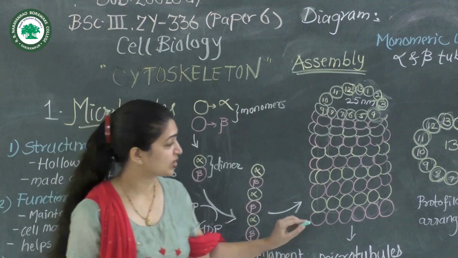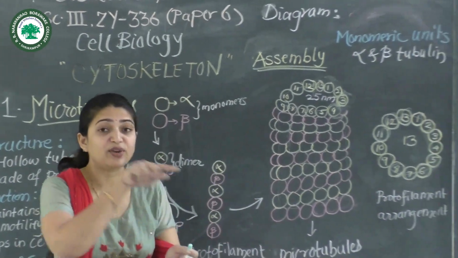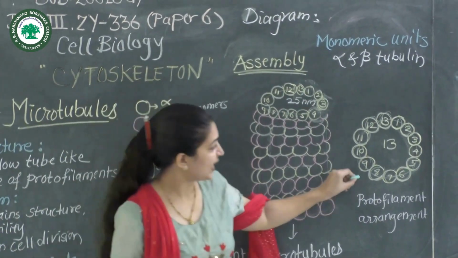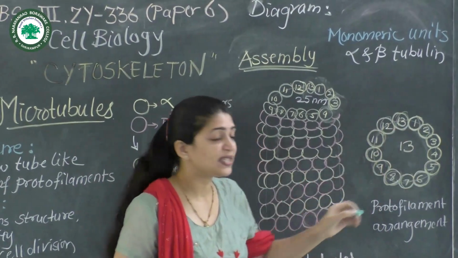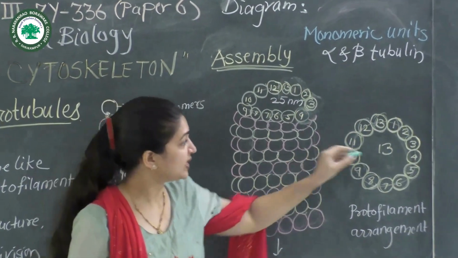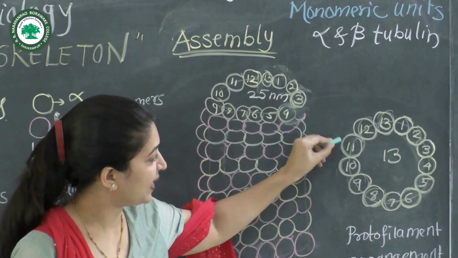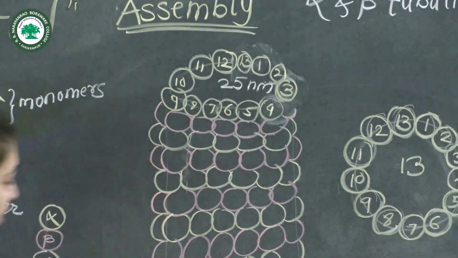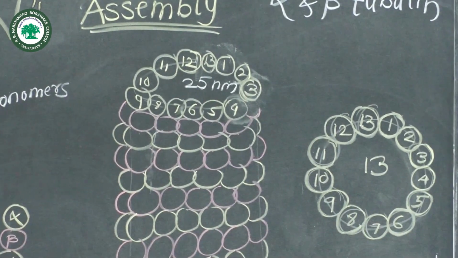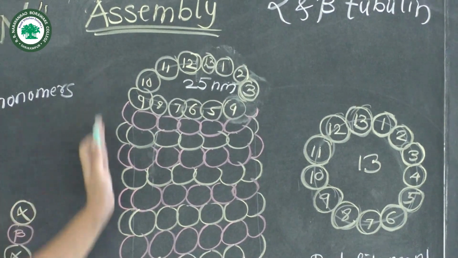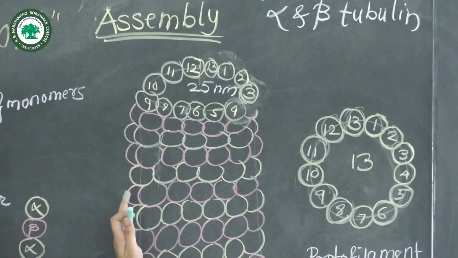I will show you how the 13 filaments are arranged. See, it is formed in a circular manner. These are the arrangement of protofilaments, and below this, a vertical arrangement of the filaments is done, which together forms this hollow tube-like structure.